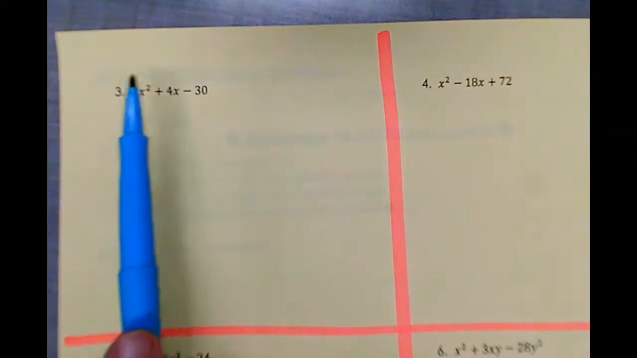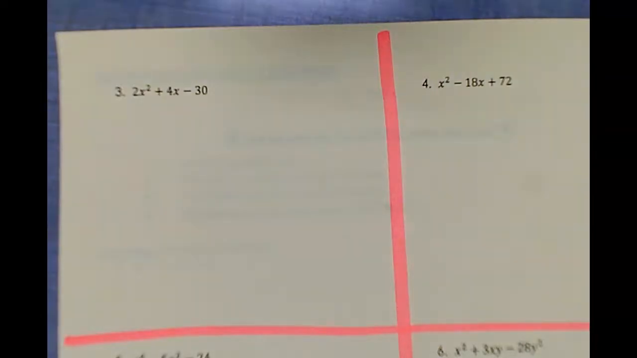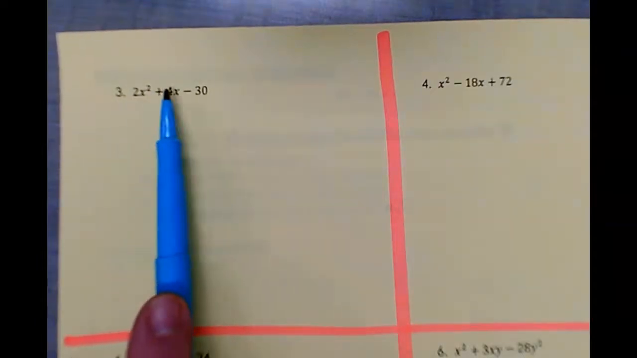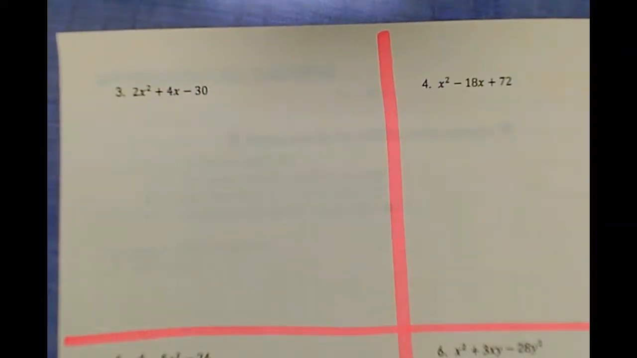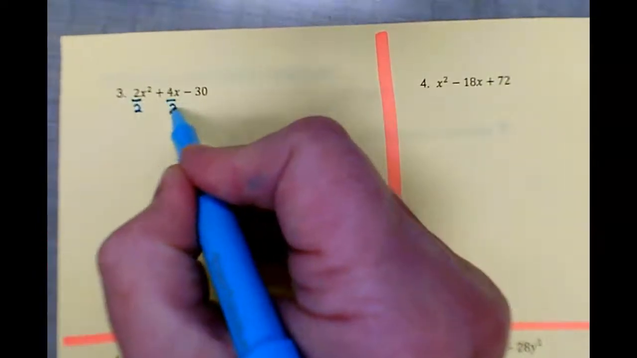When I look at this problem, it looks like the A is equal to 1, and the B is equal to 4, and the C is equal to -3. But I haven't done step 1. Step 1 says factor out the GCF first. Is there a number that divides 2 and 4 and -30? And that number would be 2.